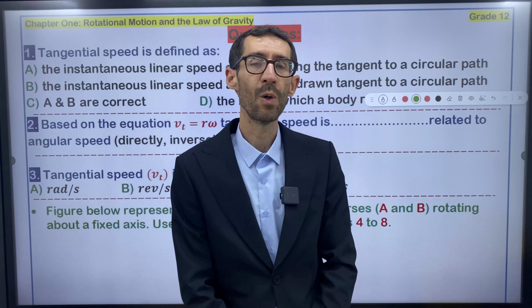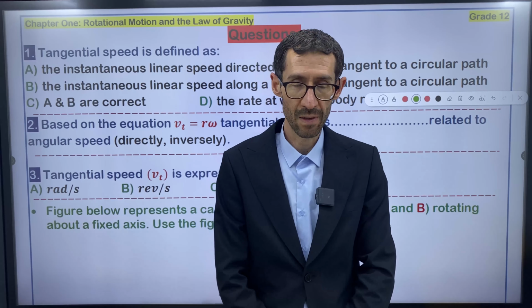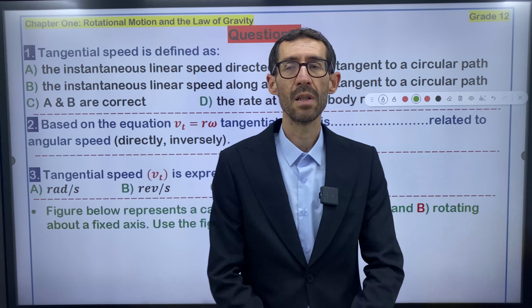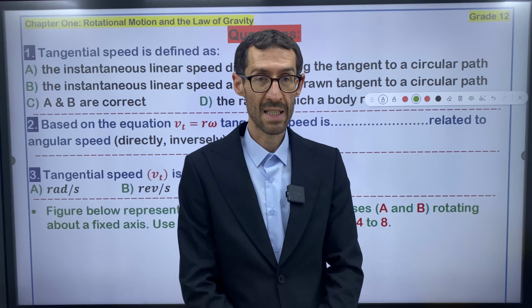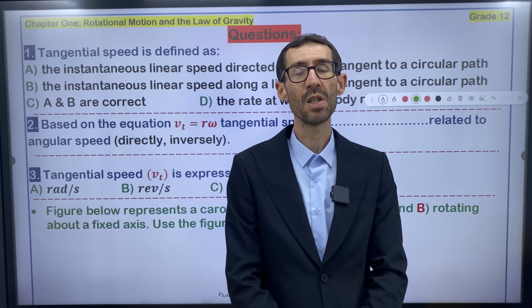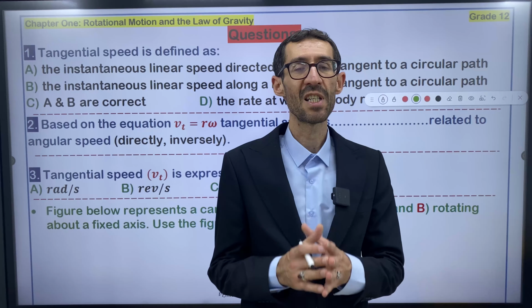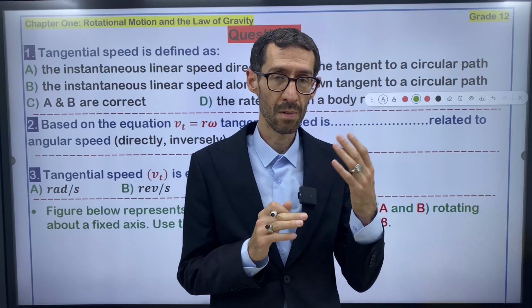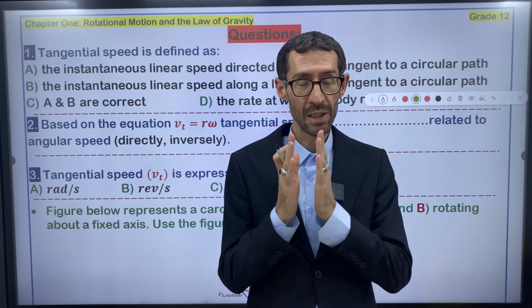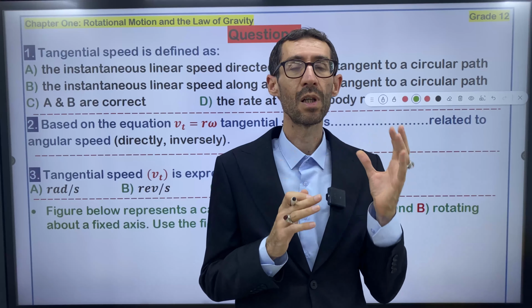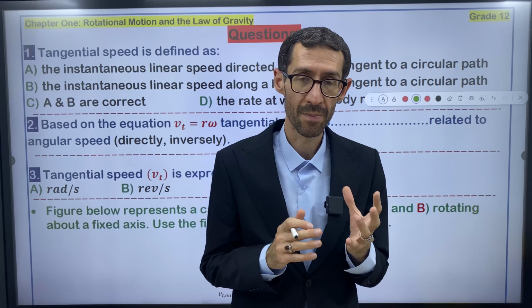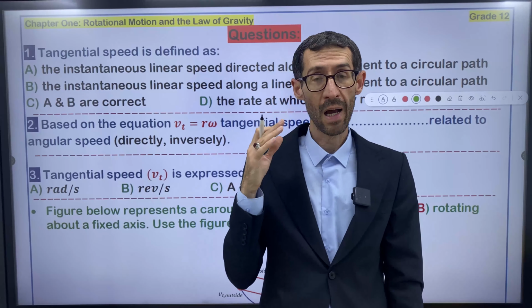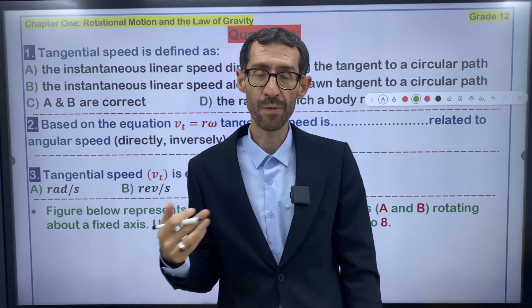So far, we talked about tangential speed. Let me jog your memory about this subject. What's the tangential speed? Tangential speed means linear speed in a circular track. Linear speed along a circular track is called tangential speed, right? So I prepared some questions that have to do with tangential speed for you.